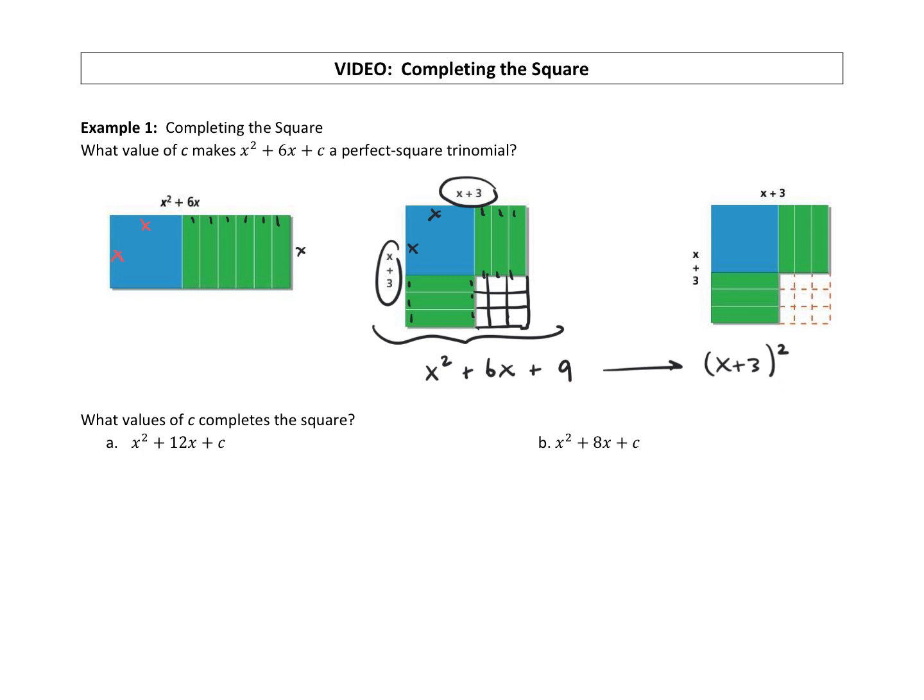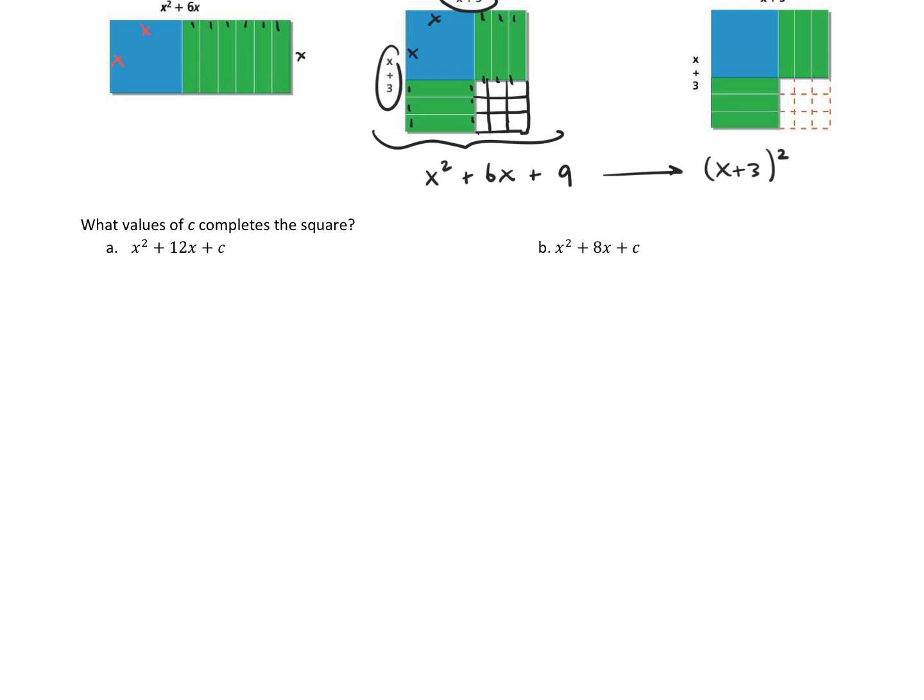Standard form, factored form. Okay, so now let's actually do this with algebra. What value of c completes the square? If you notice, we have our x squared plus our 12x, but we have to figure out that plus c. In this case, relating it to what we just did, that's like being given the first two terms and coming up with that 9.